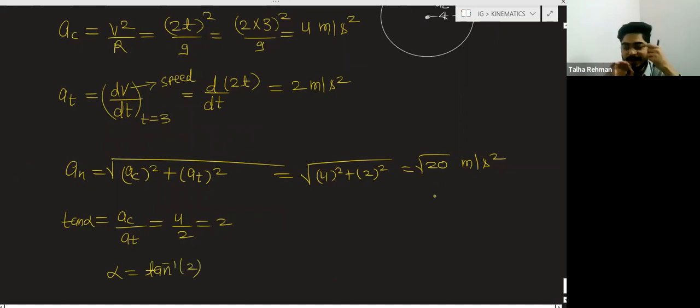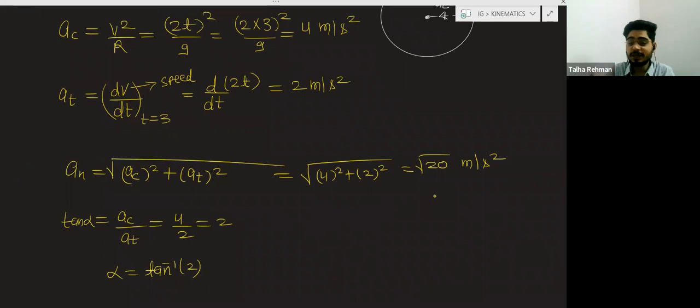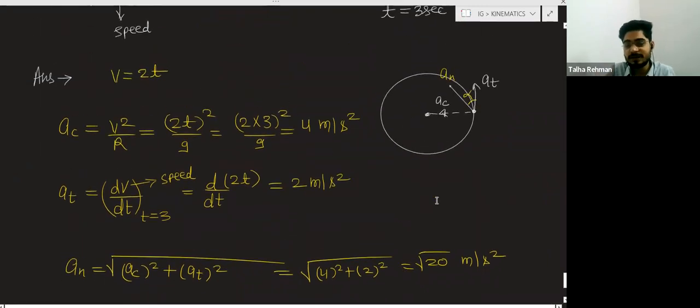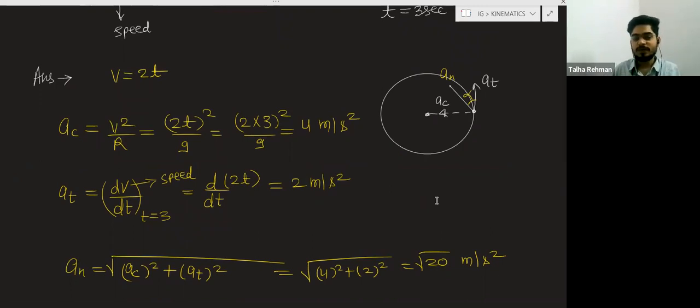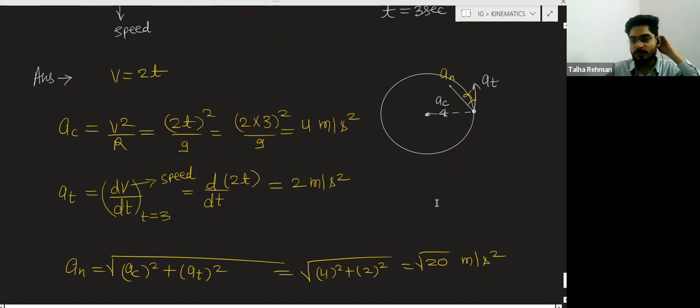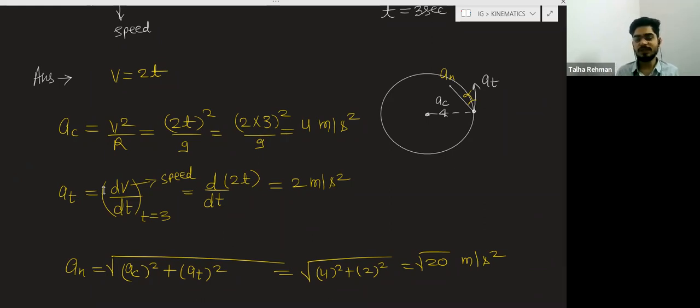Solving the question is not very difficult, but to understand the concept, what is the centripetal acceleration, what is the direction, this is a little bit difficult. Okay, solving the numerical in circular motion is not that difficult, because if you know the formula of centripetal acceleration, if you know the formula of tangential acceleration, then you can find it easily. Okay, but to define the direction, all these things are important.